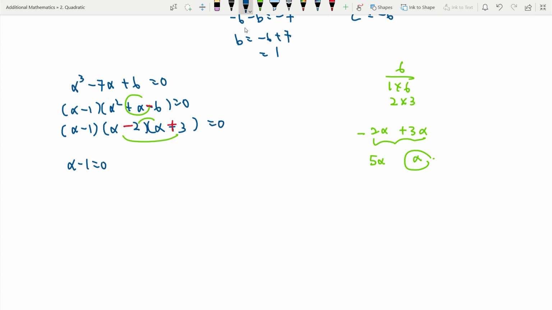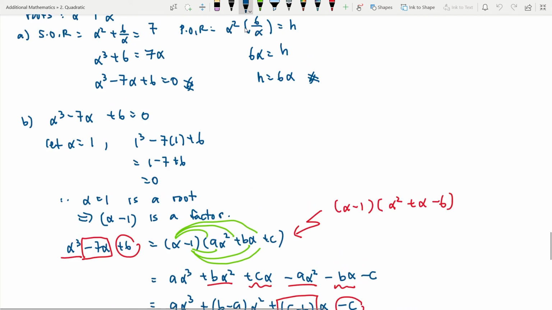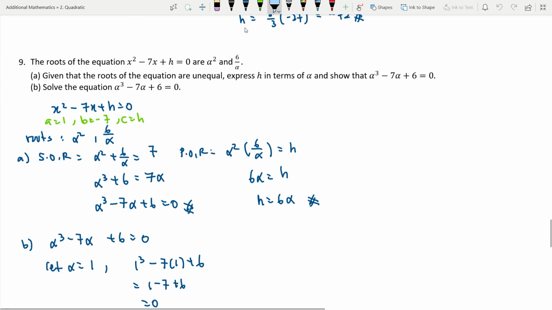Alpha minus 1 is equal to 0, alpha is equal to 1, or alpha minus 2 is equal to 0, alpha is equal to 2, or alpha plus 3 is equal to 0, alpha is equal to negative 3. In part A, we are told that the roots of the equation are unequal. So alpha square and 6 over alpha should be unequal. So we need to check whether the values of alpha that we obtain satisfy this condition or not.